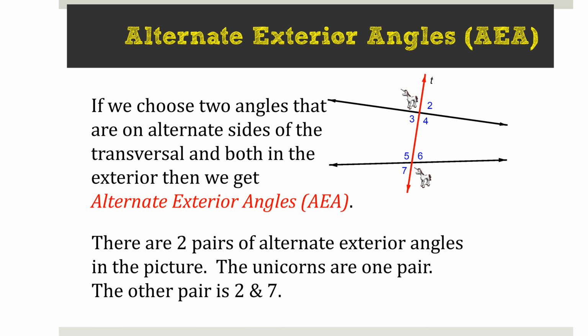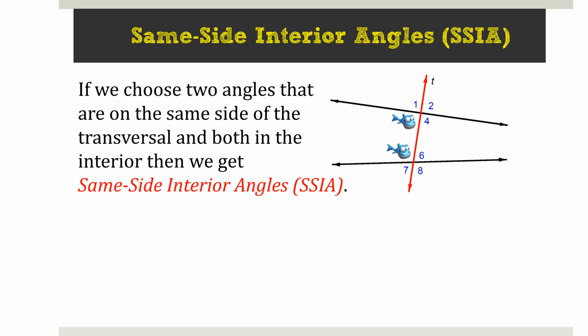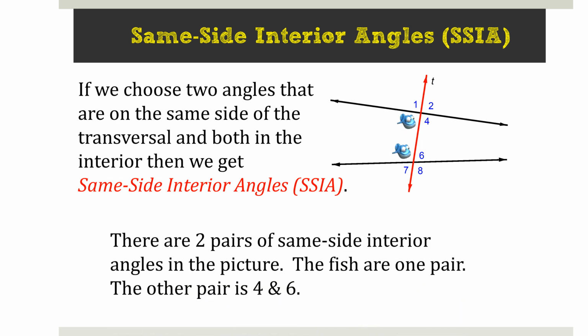Okay. In case you hadn't noticed, corresponding angles, 4 pairs. Alternate interior, 2 pairs. Alternate exterior, 2 pairs. We're doing okay? Beautiful. Same side interior angles. Same side of the transversal on the inside. The swimming fishies. The other pair would be 4 and 6.